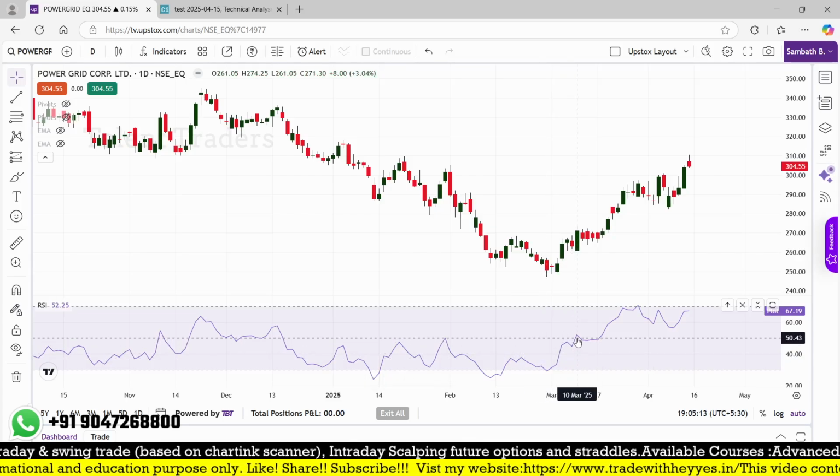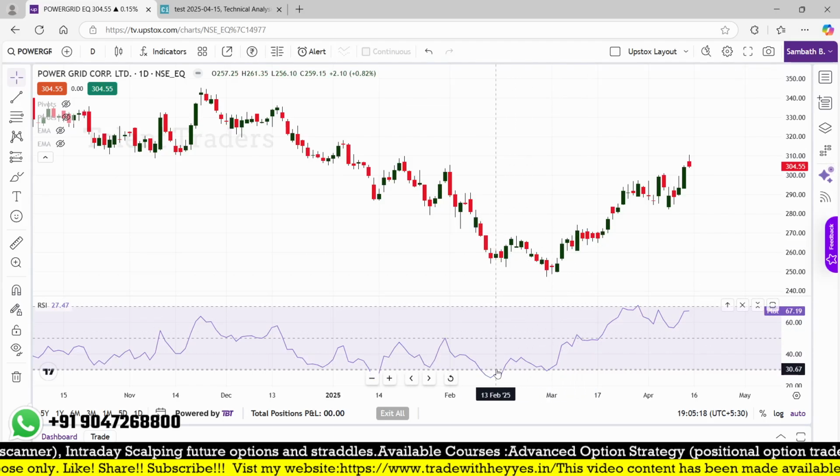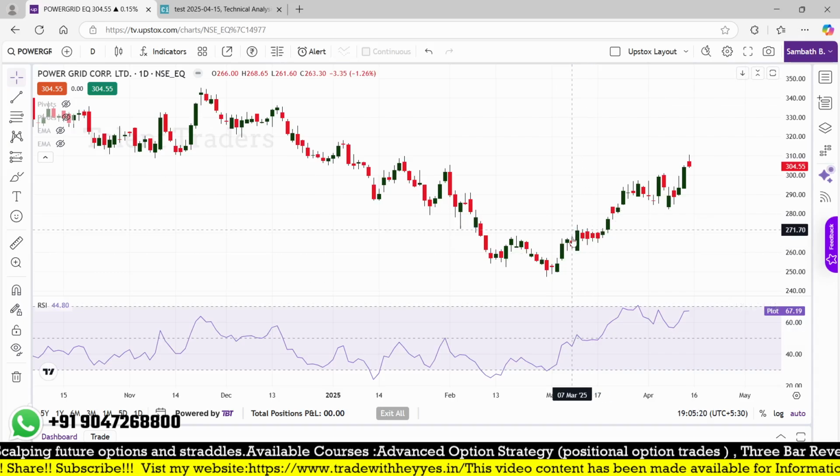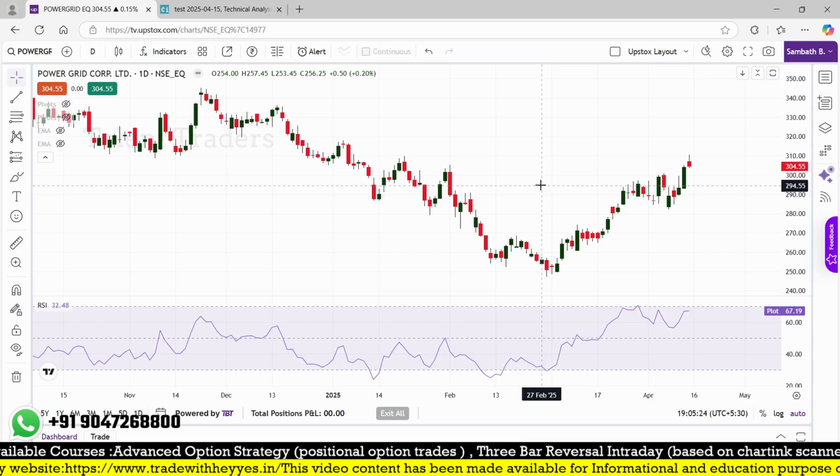I think this is the point, 10 March, where previously it was trading below for 5 days, and after that RSI crossed, and it is maybe a trend reversal point also, which we can easily find with this candle.